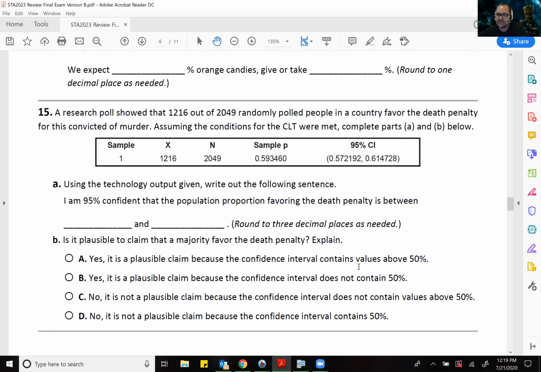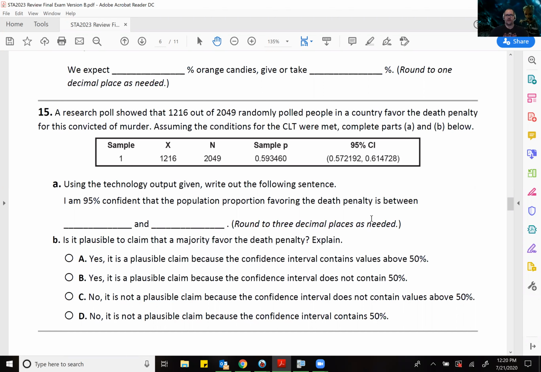Yes, it is a plausible claim because the confidence interval contains values above 50%. There we go.